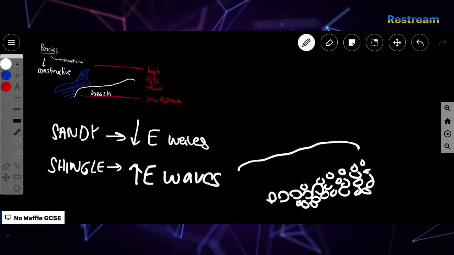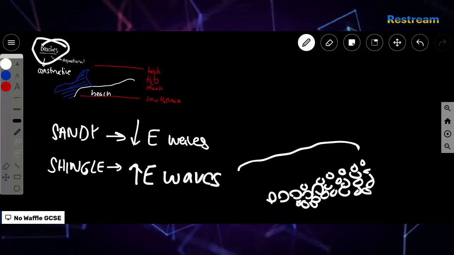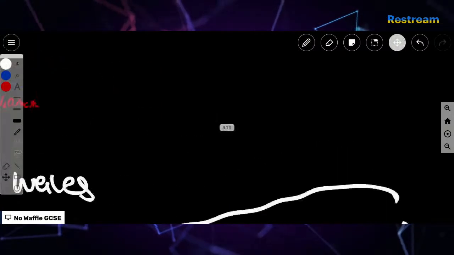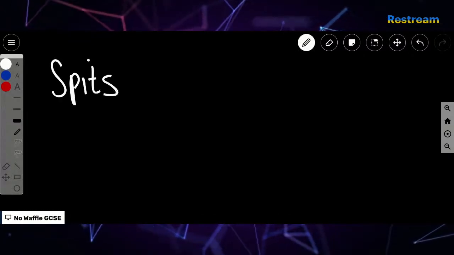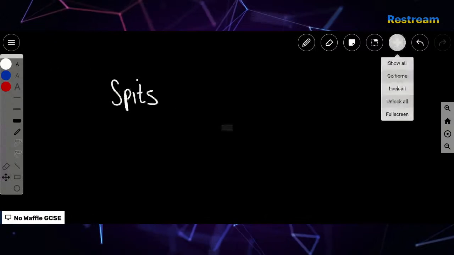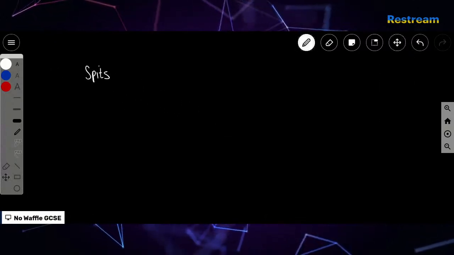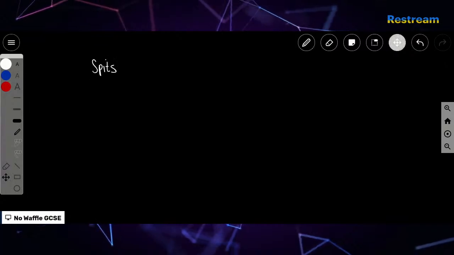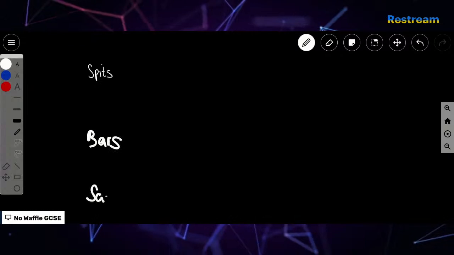Now, there are other depositional landforms other than just beaches that are created. So let's look at some other depositional landforms. There's things such as spits, bars, and sand dunes.